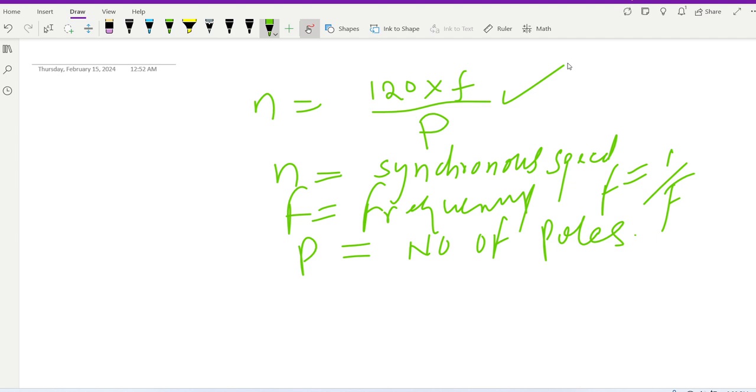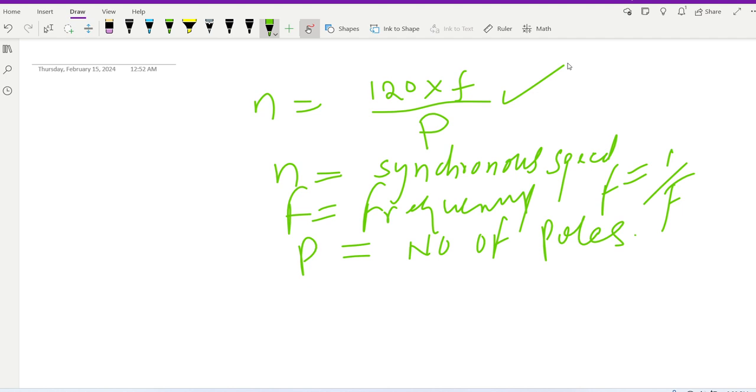So I will find out the number of poles by using this formula, both for the USA and other Asian countries as well. In USA and other countries, the frequency is 60 Hertz. Here in Pakistan and India, the frequency is 50 Hertz. So that's why I will solve this out for both cases.